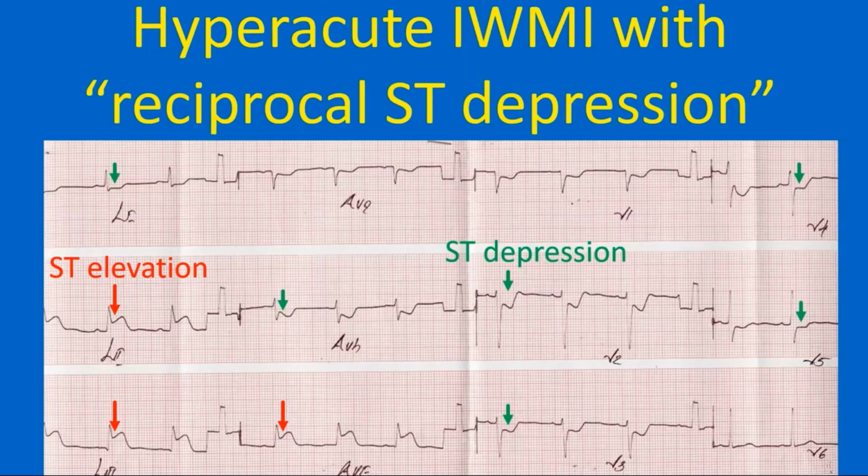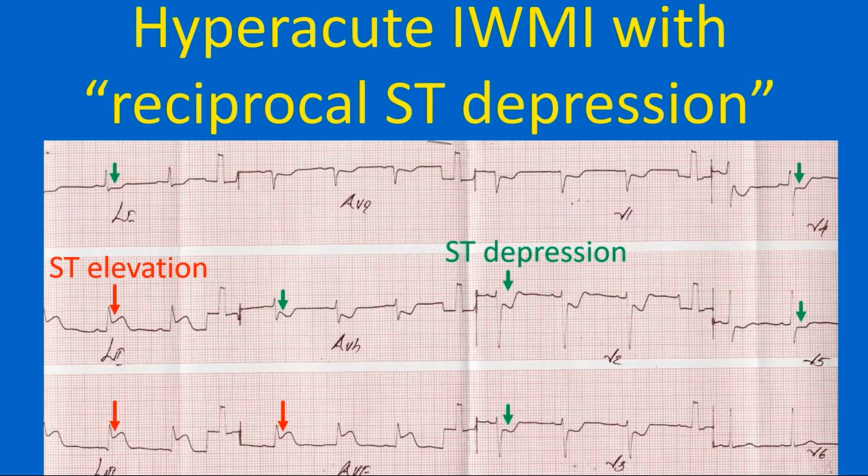ECG showing ST segment elevation in leads 2, 3 and AVF of about 3 mm. ST segment depression is seen in leads 1, AVL and V1 to V5. Overall features are suggestive of hyperacute phase of inferior wall myocardial infarction with reciprocal ST segment depression in anterior leads.